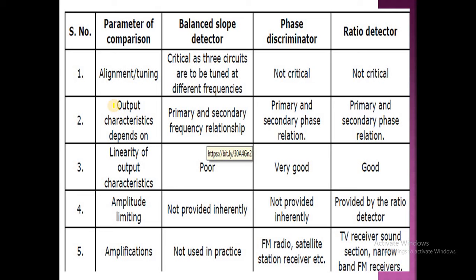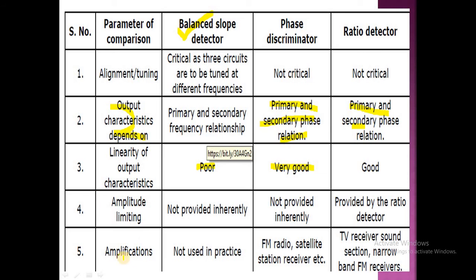So see here, the output characteristics depend on the primary and secondary frequency relationship in case of a balanced slope detector. Here, the output characteristics depend on the primary and secondary phase relation. And here also the same, primary and secondary phase relation. The linearity of the output characteristics is very poor in case of a balanced slope detector, linearity of output characteristics is very good in case of a phase discriminator, and linearity of output characteristics is good in case of a ratio detector, right?